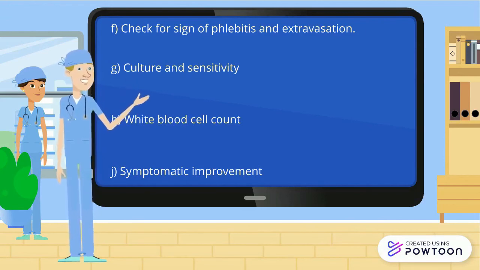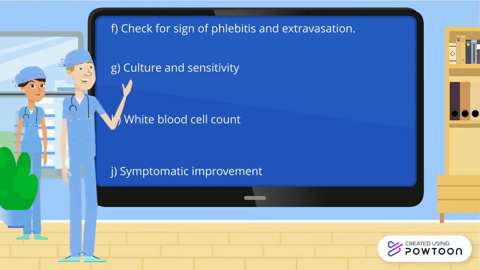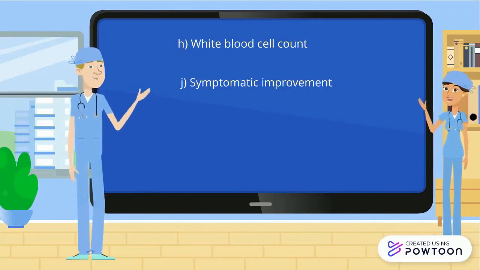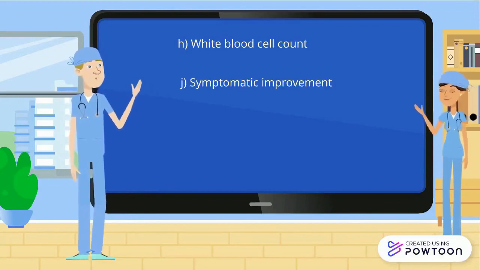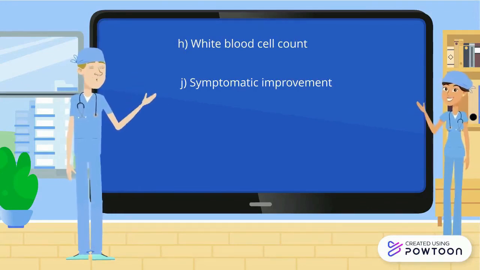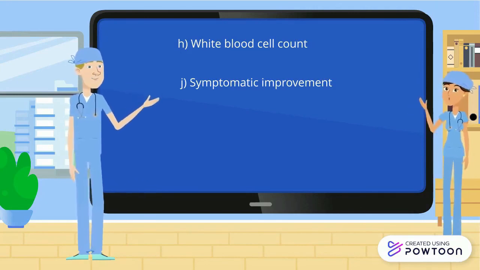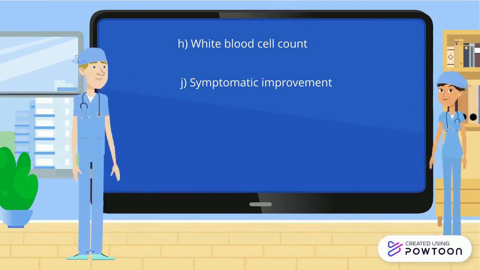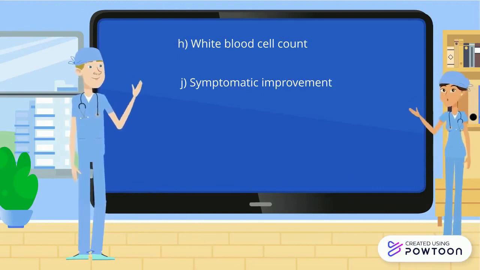Next, culture and sensitivity is done to investigate organism susceptibility toward vancomycin and also to identify the clearance of bacteremia. Next, the white blood cell count is done to monitor the infection; the normal total white blood cell count, the normal hemoglobin count, and also the normal platelet count are as stated. Next, the patient shall be checked for symptomatic improvement, such as vital signs, hemodynamic stability, Glasgow coma scale, and also alertness level for this patient.